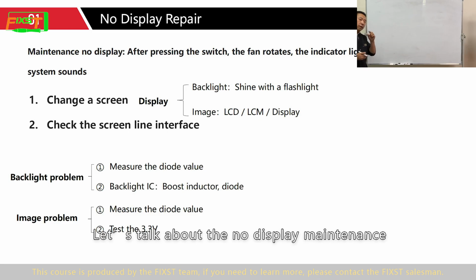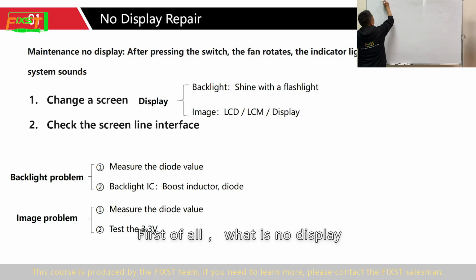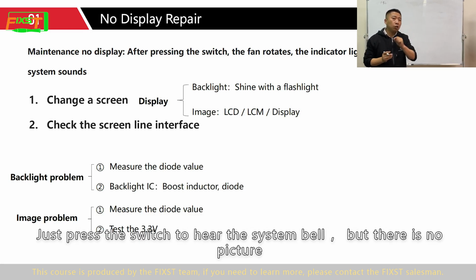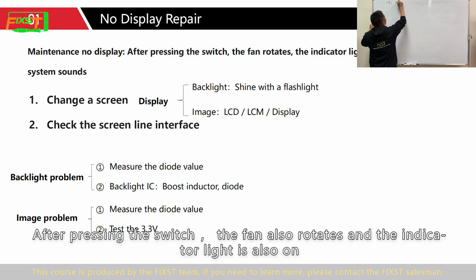Let's talk about no display maintenance. First of all, what is no display? To describe this clearly is our real main point. Just press the switch to hear the system bell, but there is no picture. After pressing the switch, the fan also rotates and the indicator light is also on.